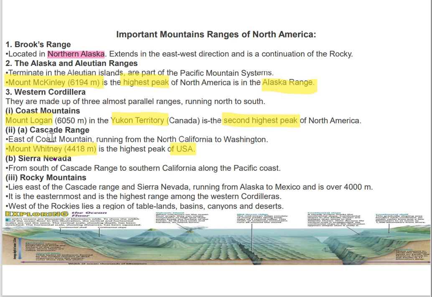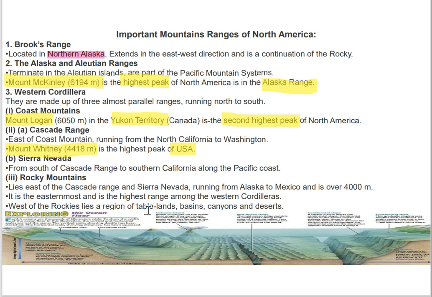The third one is the Cascade Range, east of the Coast Mountains, running from Northern California to Washington. We have already seen it in the picture, and you can rewind the video and go through that. Sierra Nevada, you can read this. Thereafter, the Rocky Mountains: there is nothing special to talk about, but they lie east of the Cascade Range and Sierra Nevada, running from Alaska to Mexico, are over 4,000 meters, and are the easternmost and the highest range among the Western Cordillera.